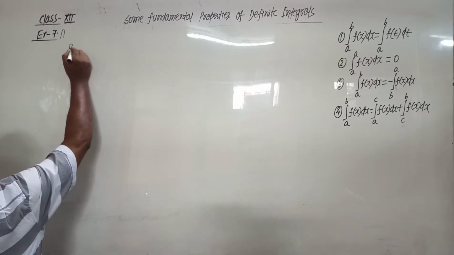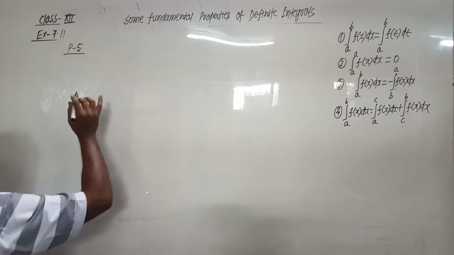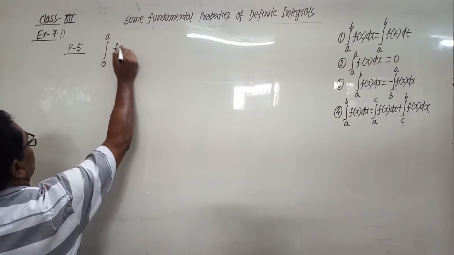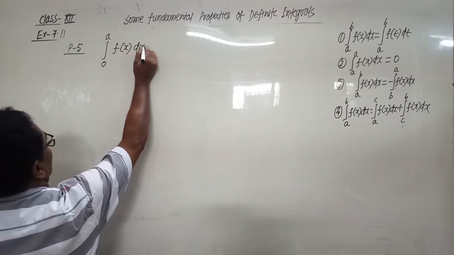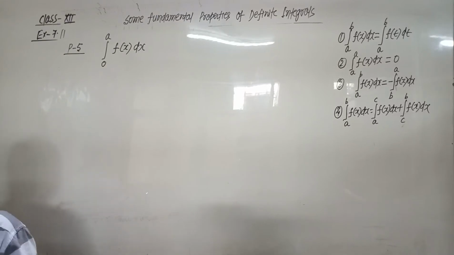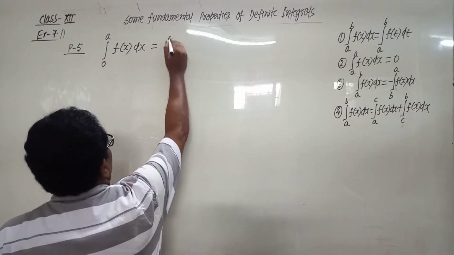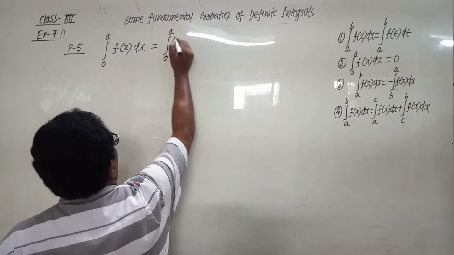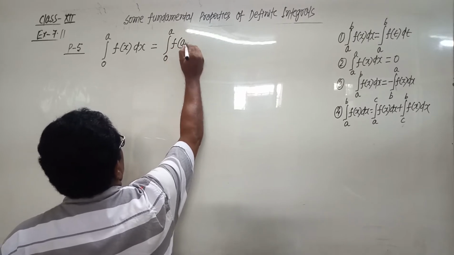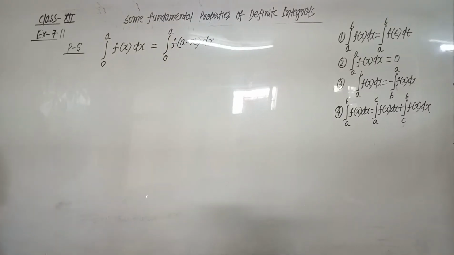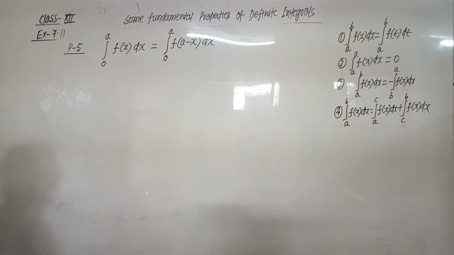P5. This is the integration from 0 to a of f(x) dx, which is equal to the integration from 0 to a of f(a minus x) dx. This is the fifth property: integration 0 to a f(x) dx equals integration 0 to a f(a minus x) dx.